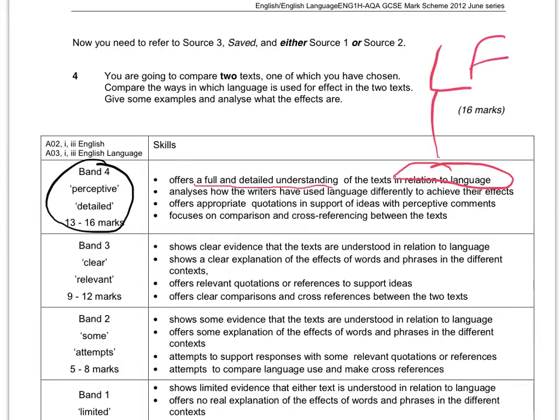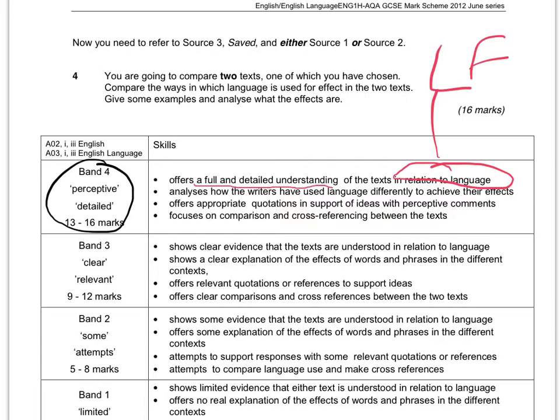Some students find it helpful to make a list of all the language features they know, so they'll write down simile, metaphor, alliteration, list of 3, whatever it might be. It's not a bad technique if this is a question you struggle with. Get straight into the exam, write them all down. Anyway, what else are we asked to do?